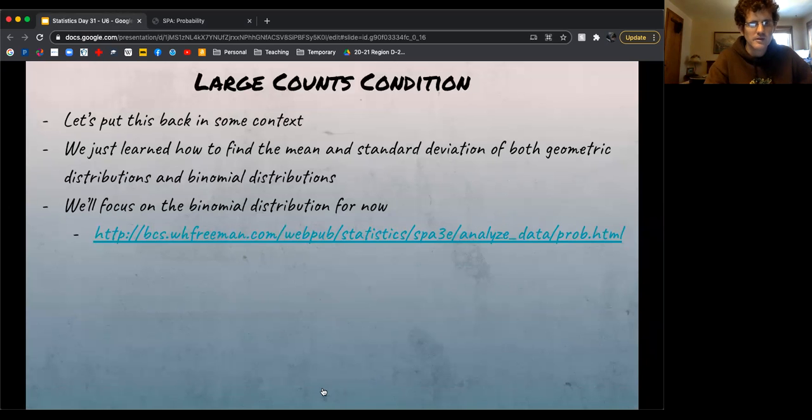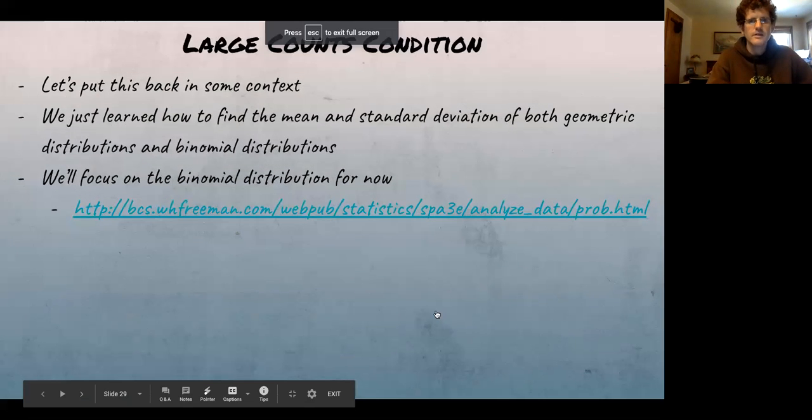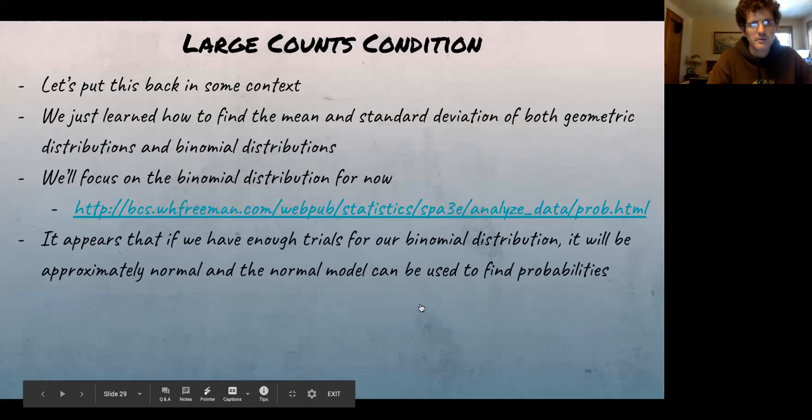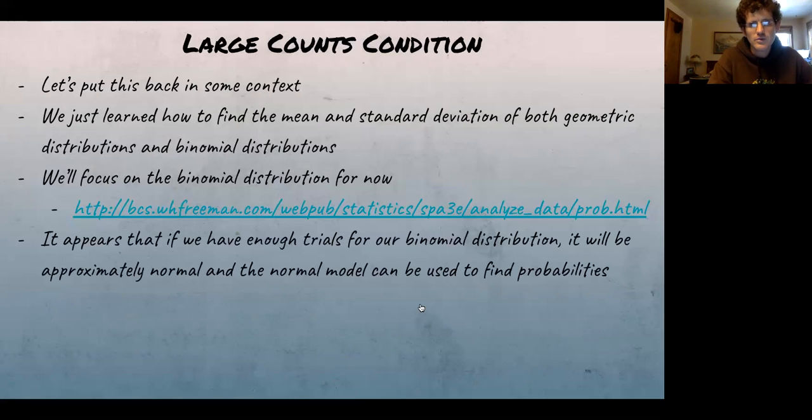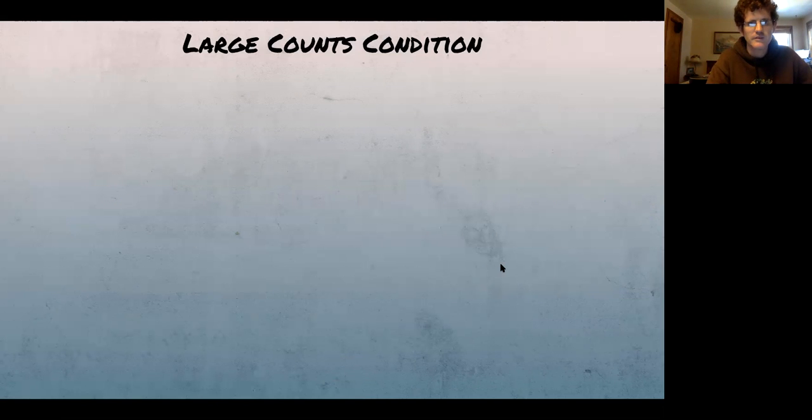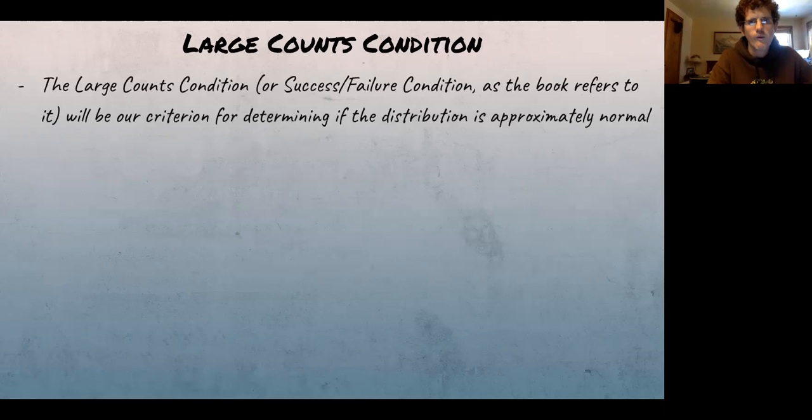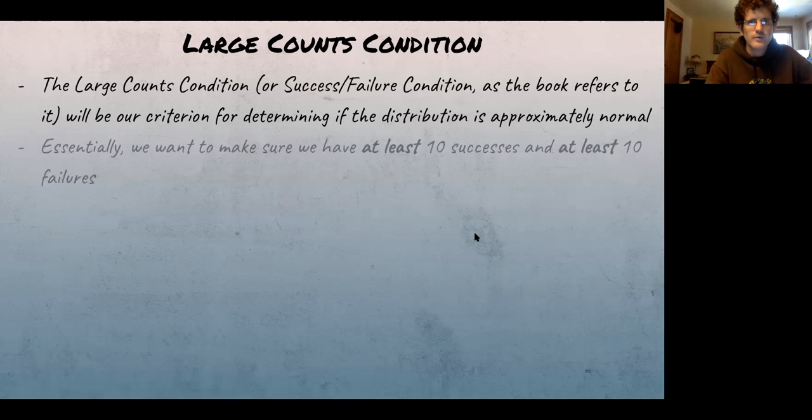All right, let me project this big again. So if we have enough trials, it will be approximately normal, and therefore we can use the normal model to find probabilities. But how many trials do we need? Well, we have this rule. It's called the large counts condition. Now, I think your book calls it the success failure condition, but you'll frequently just see it called large counts. Okay. And we want to make sure we have at least 10 successes and at least 10 failures.